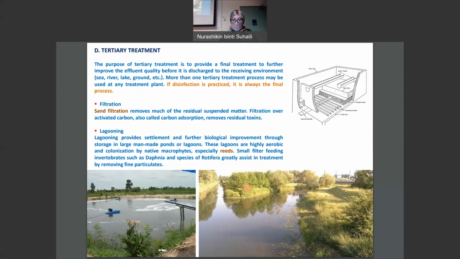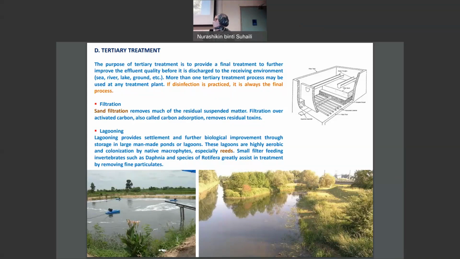Lagooning is something like this. I cannot draw here. After we have the treatment, just imagine we have the treatment plant, all those units of primary, secondary, and tertiary, right? The purpose of the treatment plant is to discharge the water at the end to a lake or river. So before it goes into the lake or river, the sewerage department would create a kind of man-made lake or lagoon.